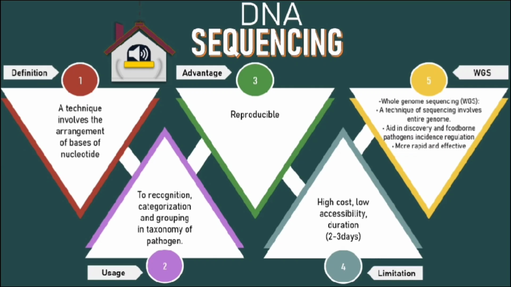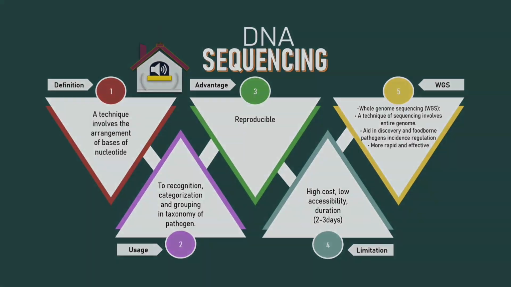In the United States, food regulatory and public health authorities are increasingly using whole genome sequencing to aid in the discovery and regulation of foodborne pathogen incidents. Whole genome sequencing is a technique of sequencing which involves the entire genome. It allows a more rapid and effective outcome in response to foodborne illness.